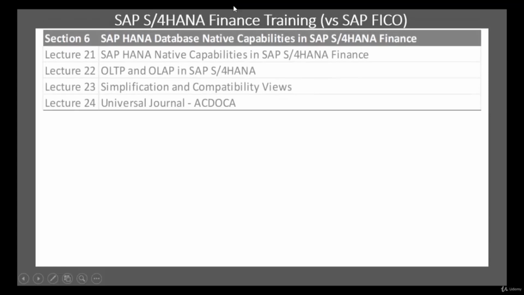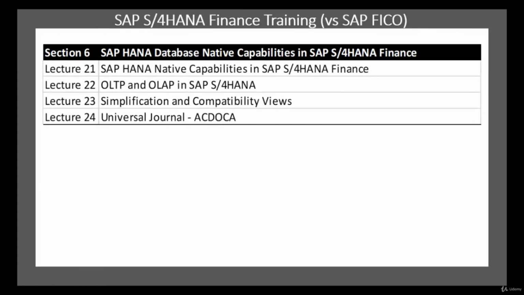In section 6, I will tell you how in SAP S/4HANA Finance we can get benefit of SAP HANA database native capabilities, especially OLTP and OLAP, which are combined in SAP HANA. So the data analysis and processes are possible now in real time.